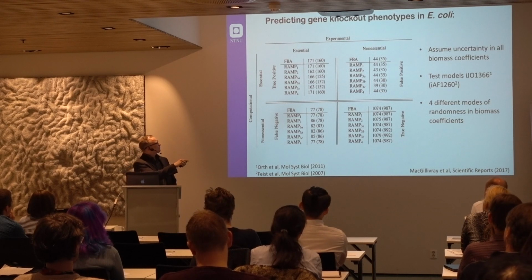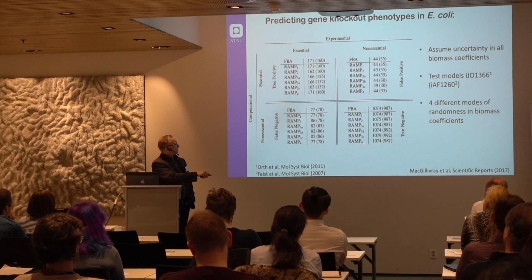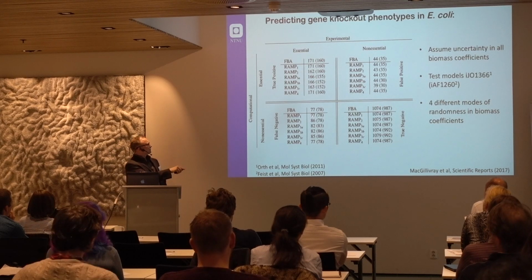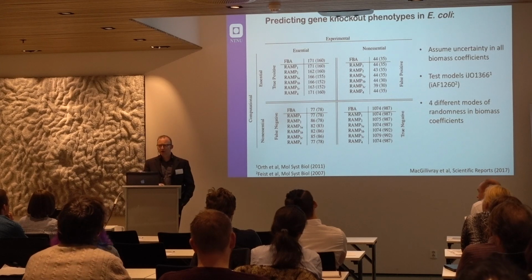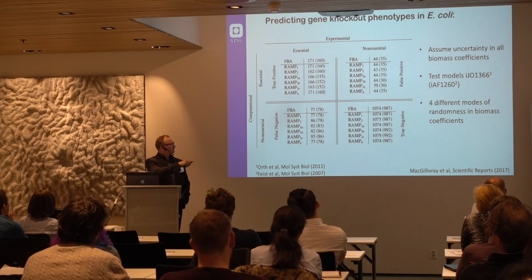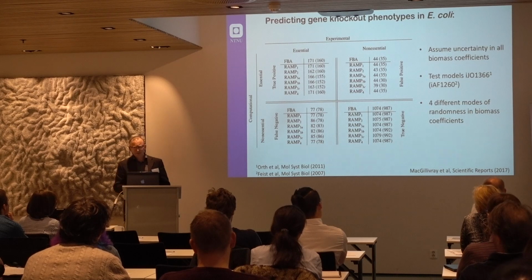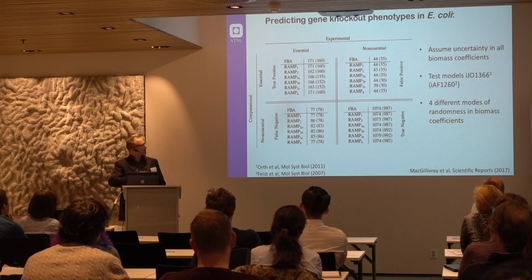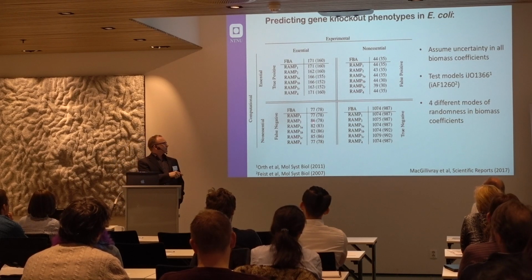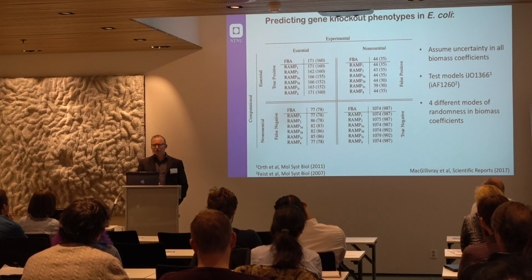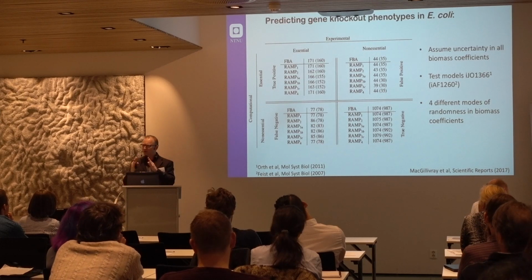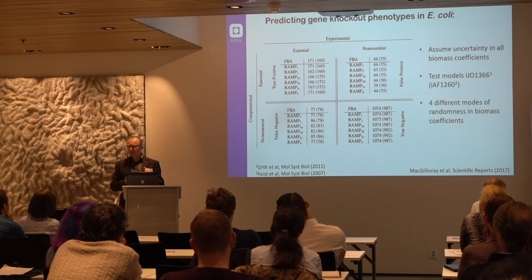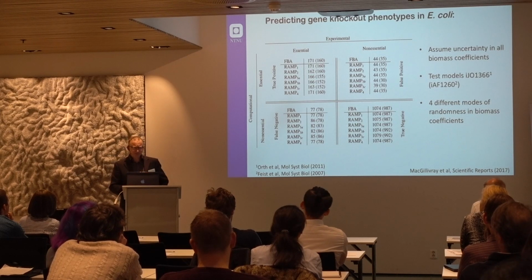And we see that RAMP 1 and RAMP 4 have no effect compared to the FBA prediction. While when we allow dramatic variation in the coefficients themselves, then we see different predictions. So RAMP is in fact quite insensitive to breaking of the steady state. That's something I hadn't expected beforehand.